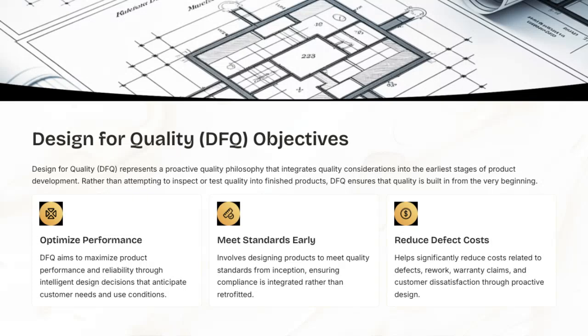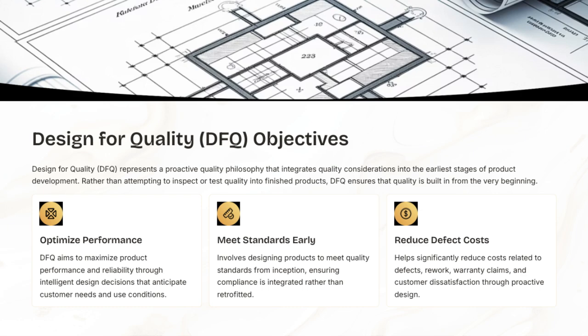Let's talk about how Design for Quality, or DFQ, helps us significantly cut costs. By focusing on proactive design, we can reduce expenses related to defects, rework, warranty claims, and even customer dissatisfaction. Essentially, catching issues early saves money down the line. This approach involves designing products from the very beginning to meet quality standards. Instead of trying to fix problems after the product is finished, we build compliance right into the design process. This means quality is integrated from the start, not retrofitted later.